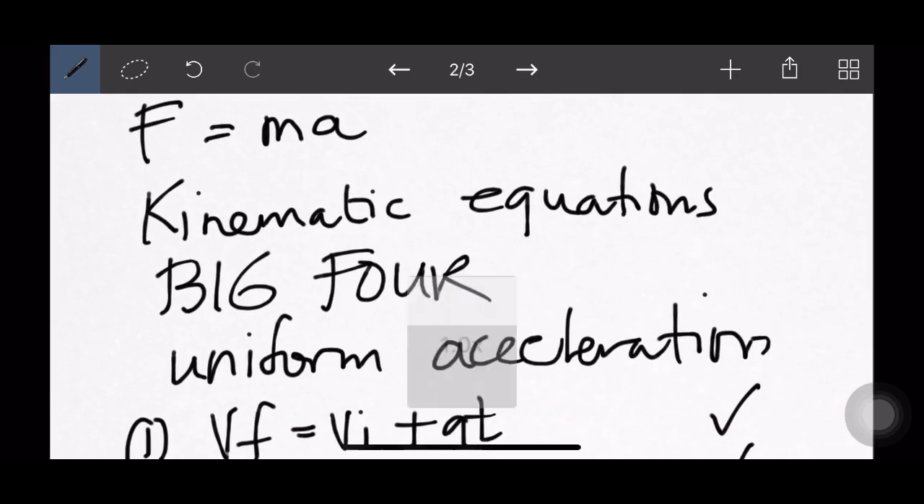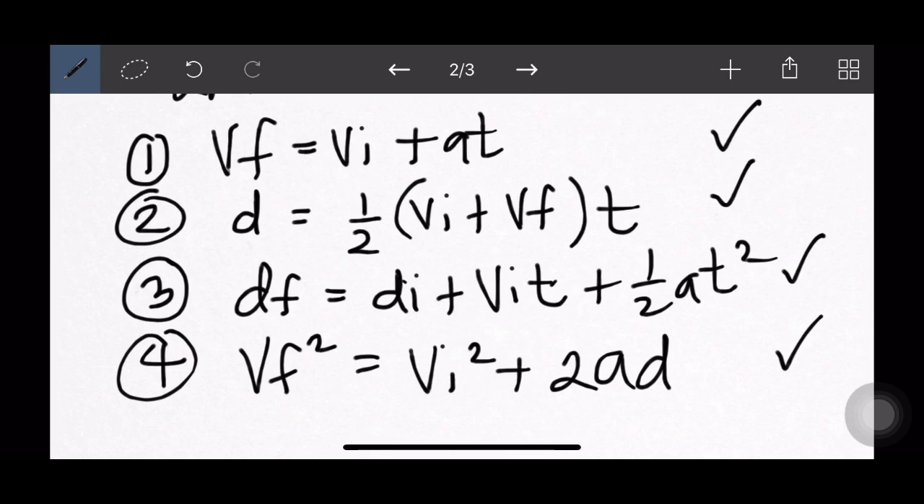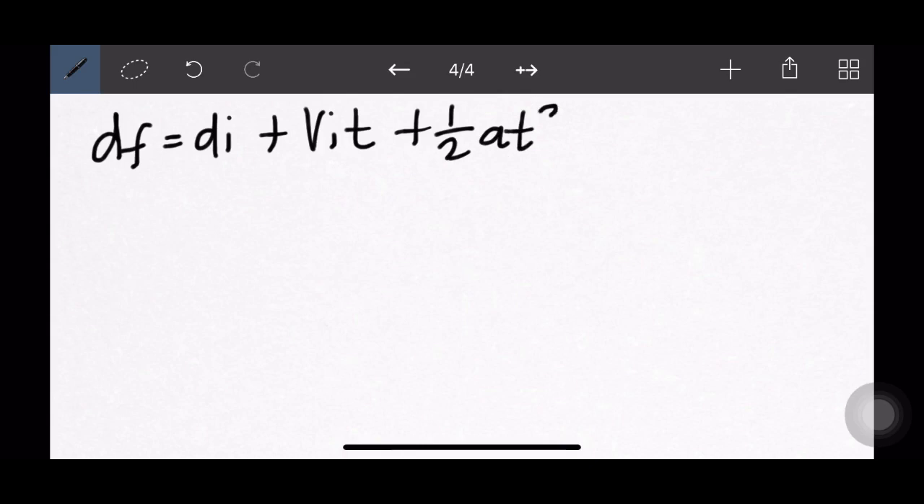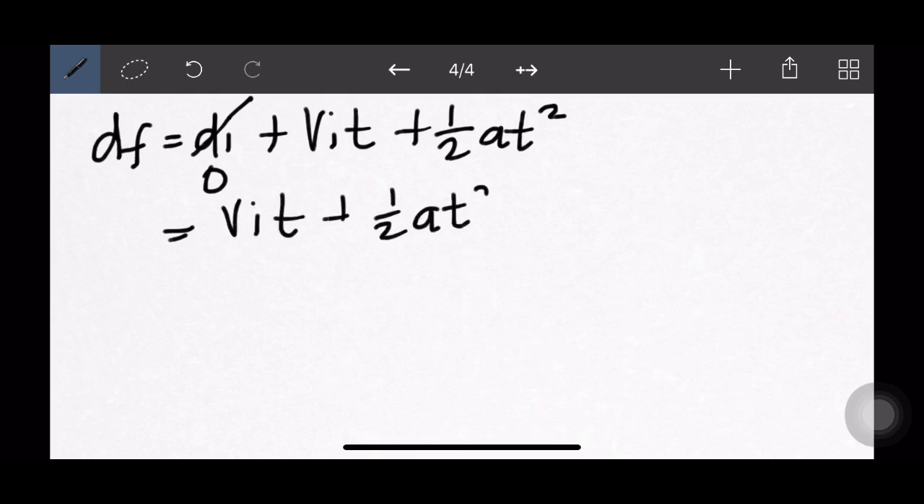Okay, going back to our big four equations, we have d, which is unknown, we have vi, we have a, and we have t. So we are going to use the third equation. df equals di plus vit plus 1/2 at squared. Since initially the position starts from 0, this can be cancelled. So you have vit plus 1/2 at squared.